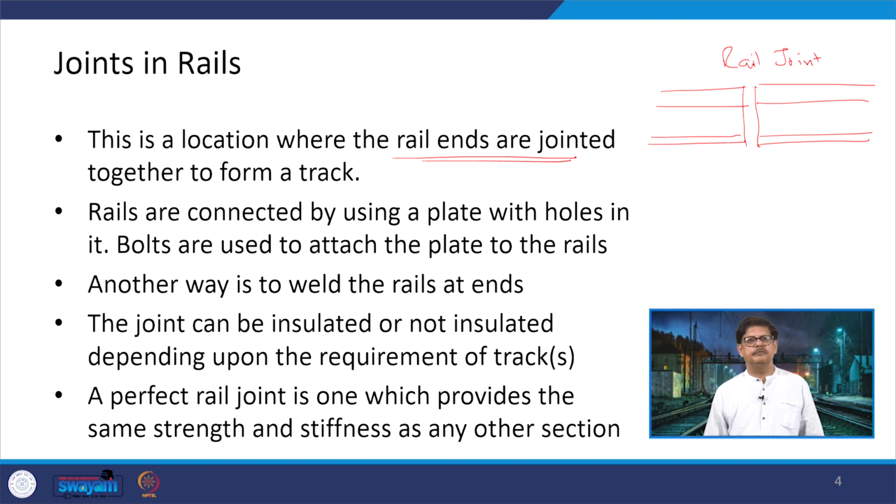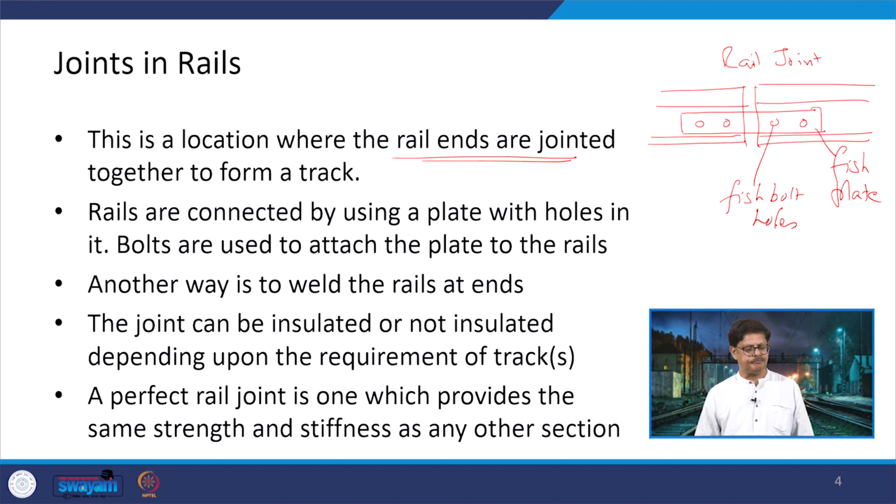Now, these rails are connected by using a plate with holes in it. So, it is like this, with the holes in that. This is a fish plate and these are the fish bolt holes. So, they are connected by these and the bolts are used to attach the plates to the rails. So, you will be having a bolt being placed here. Similarly, a bolt is being placed on this one.